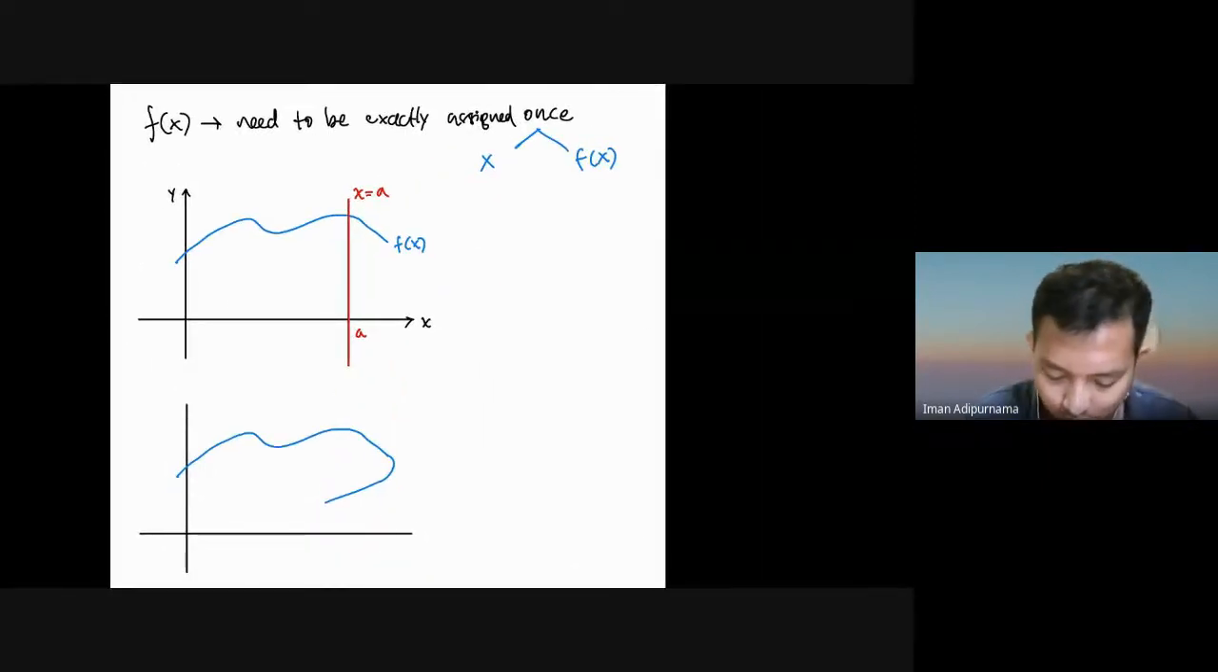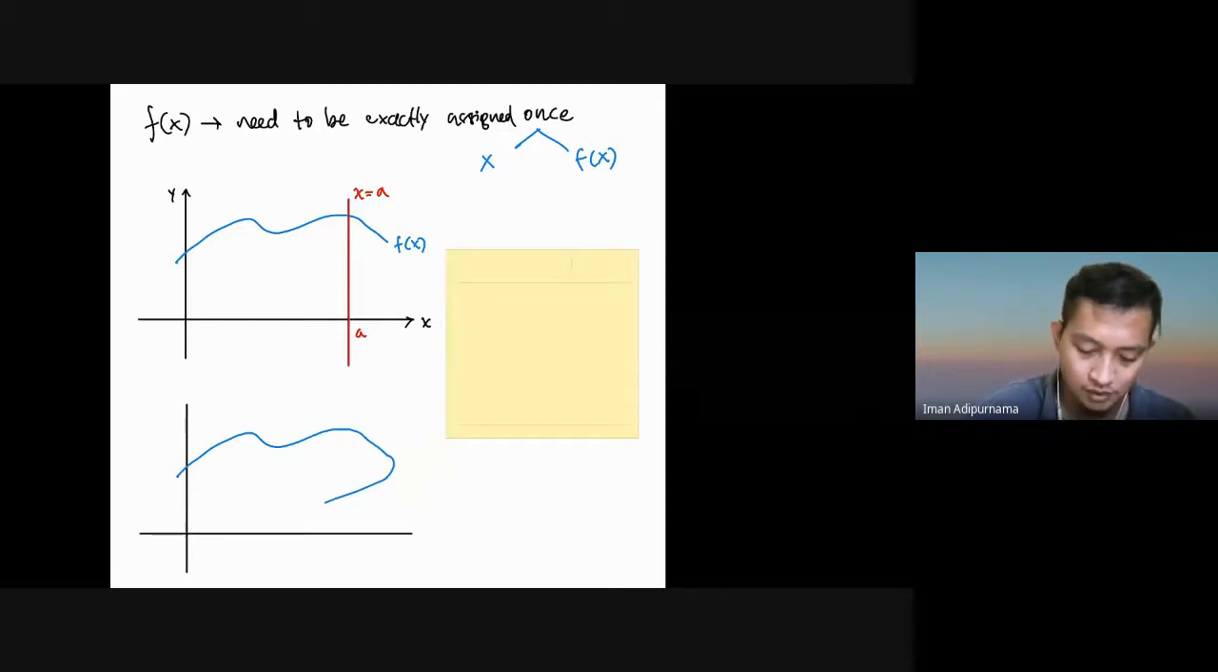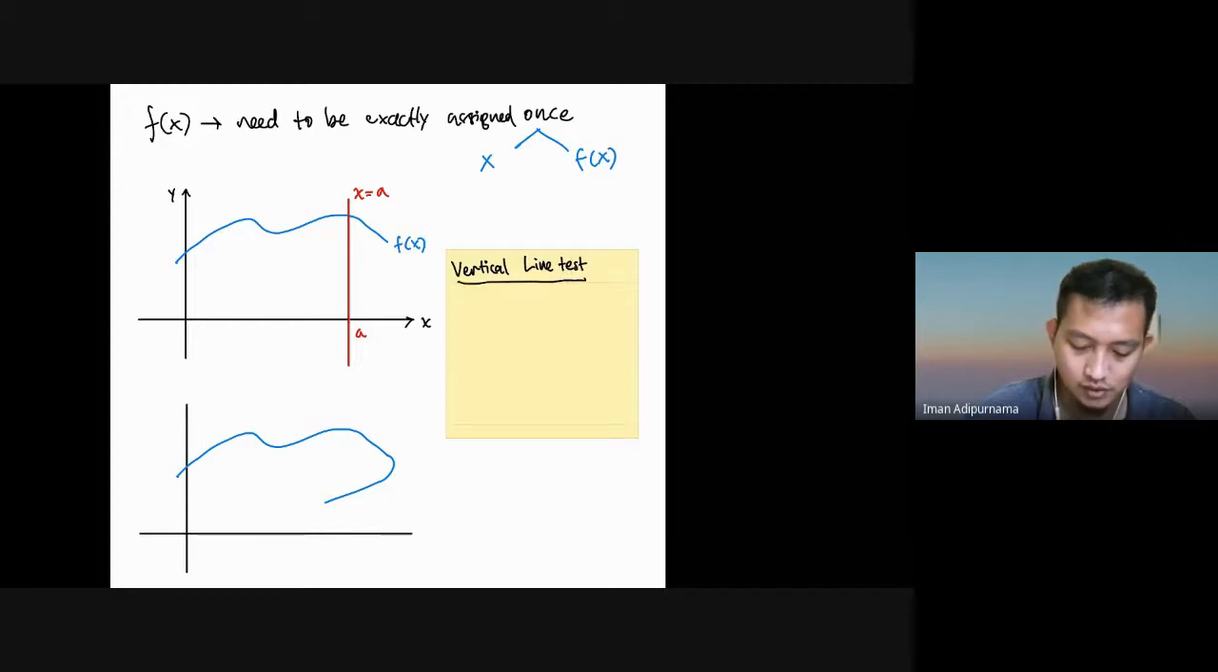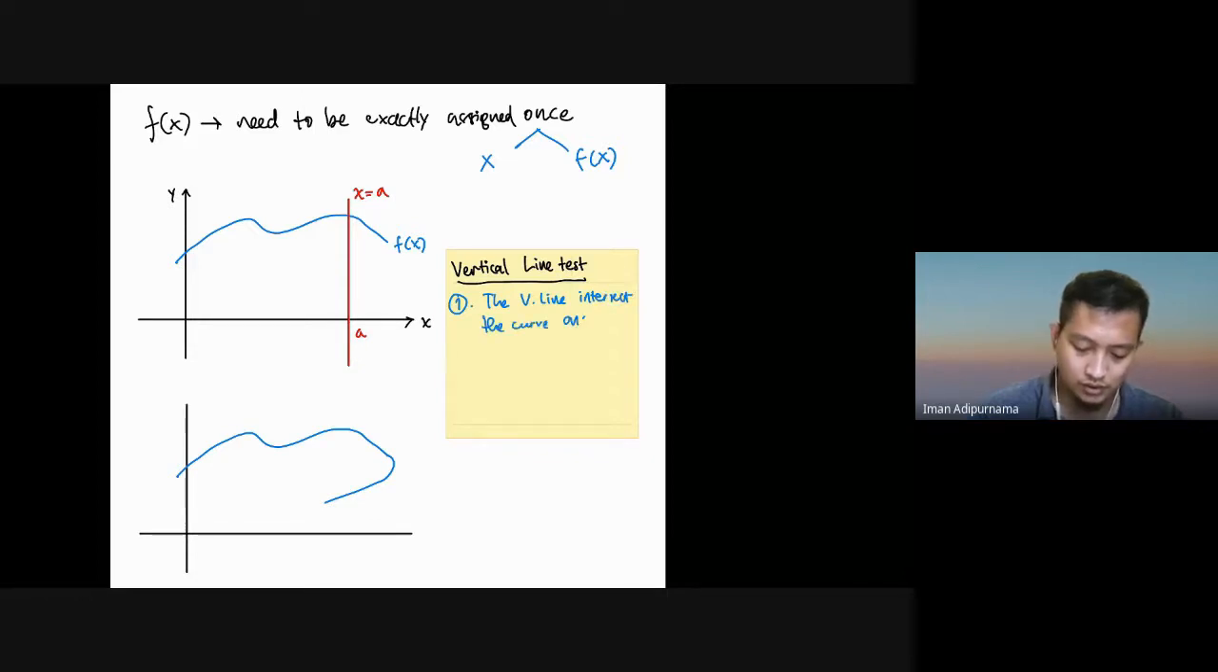Let me put the notes here. Okay, so this is called the vertical line test. So the first case, the vertical line intersects the curve once, right?